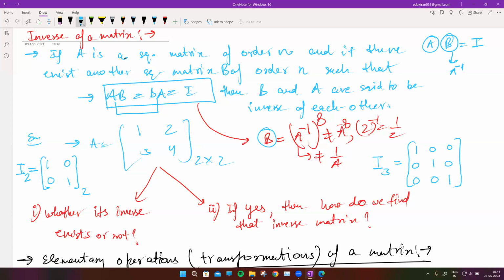Now how do we write inverse? We just put a power -1. We don't read it as A to the power -1. We read it as A inverse. Inverse has a different function here. But mathematically, you can see that if you write A to the power -1, that can be written as 1 by A.